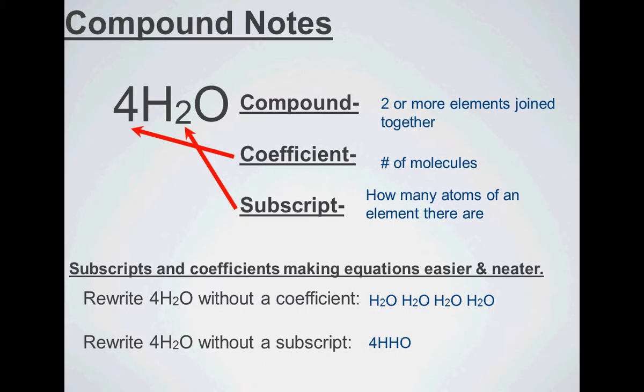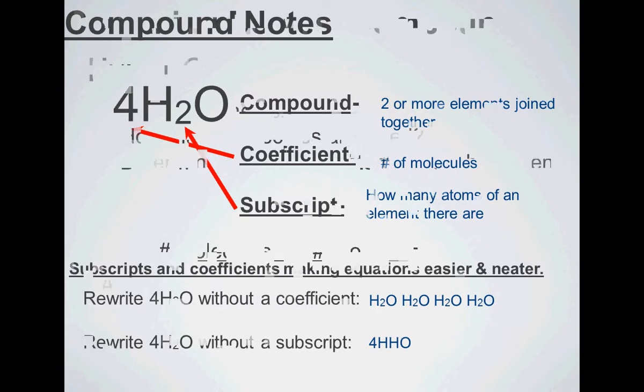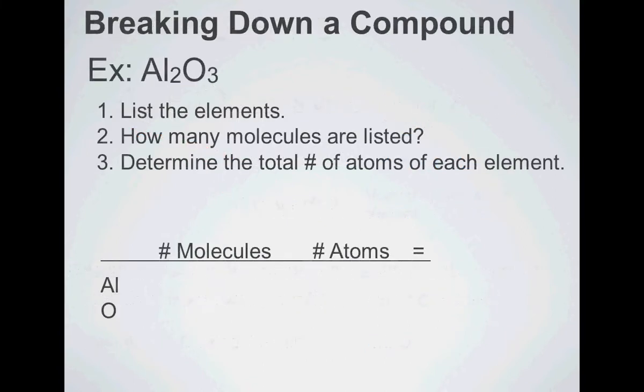So the first step in understanding how we determine the mass of a molecule is to figure out how many atoms there are of each element. For example, this aluminum oxide, Al2O3, is the formula. First off, there's no coefficient, so what does that mean? There's 1 molecule of this. How many atoms of aluminum are we referring to, due to the subscript? 2. So the total number of atoms of aluminum is 2.